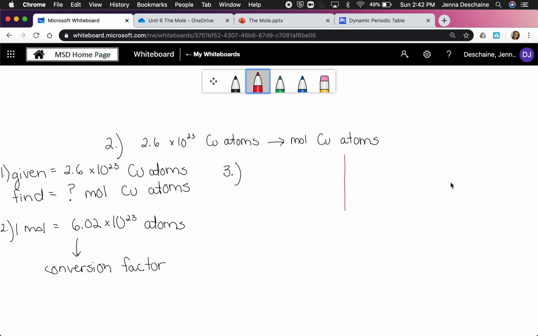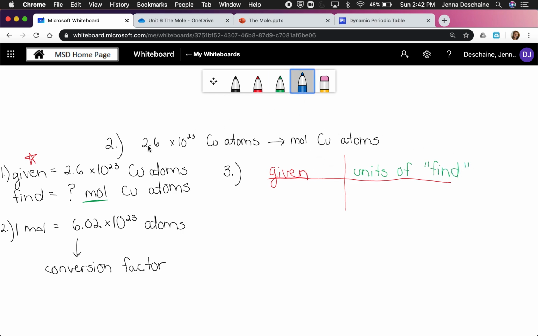All right, so I'm going to set up my conversion table. Okay, remember what you are given is going to go right here. So that is this guy right there, right? Your units that you need to find, which is the moles, is going to go right here. All right, and the units of the given, atoms, is going to go on the bottom.